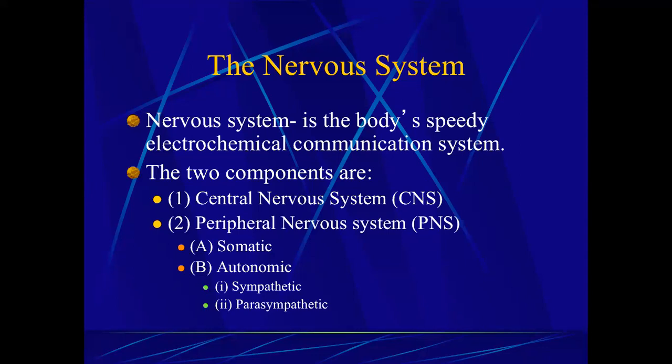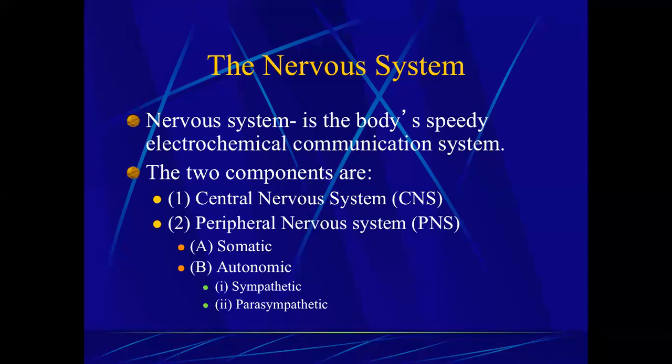Now, we have two different parts, right? If I were to take the nervous system as a flow chart, at the top I would subdivide the nervous system into our central nervous system and our peripheral nervous system. The central nervous system, we will see, refers to the brain and the spinal cord, whereas the peripheral nervous system refers to everything else.